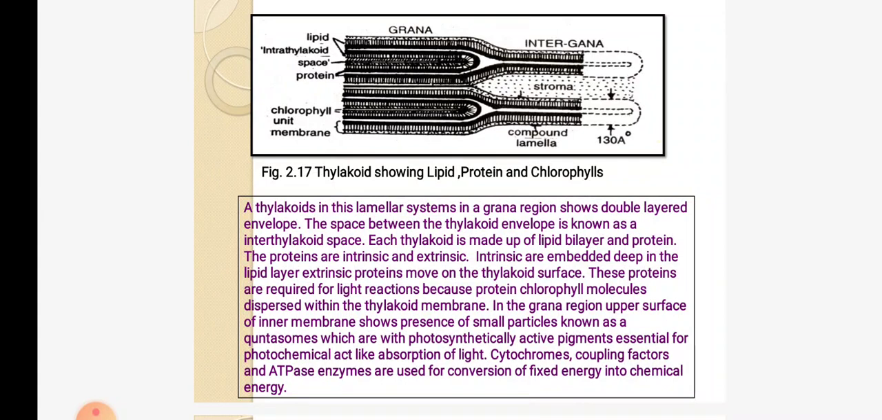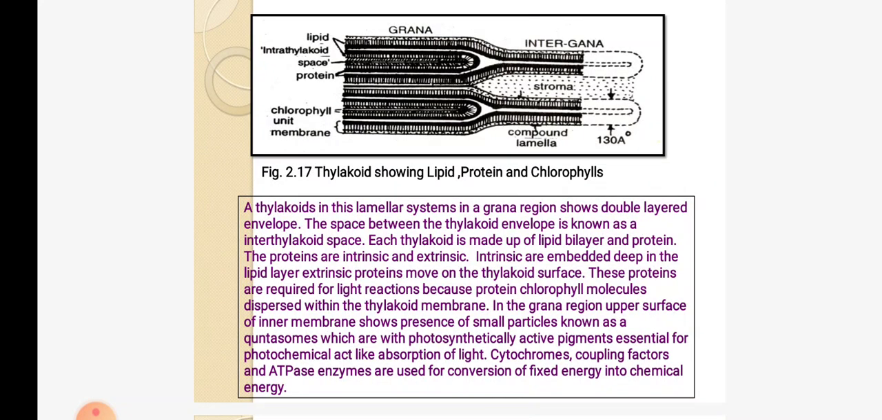In this slide, the figure represents a thylakoid showing lipid, protein, and chlorophylls. A thylakoid in this lamellar system in a grana region shows a double layered envelope. The space between the thylakoid envelope is called the interthylakoid space. Each thylakoid is made up of lipid and protein.